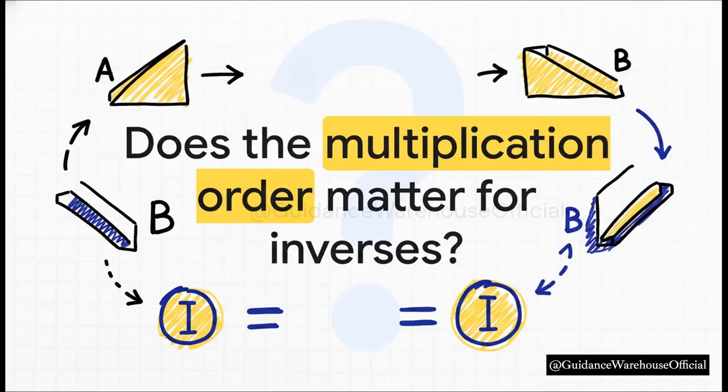Now you might be wondering, and this is a great question I get all the time, does the order we multiply these matrices actually matter? The answer is a resounding yes. For two matrices to truly be inverses of each other, matrix A times matrix B must equal the identity matrix, and matrix B times matrix A must also equal the identity matrix. Both ways have to work. Reversibility is absolutely crucial here.